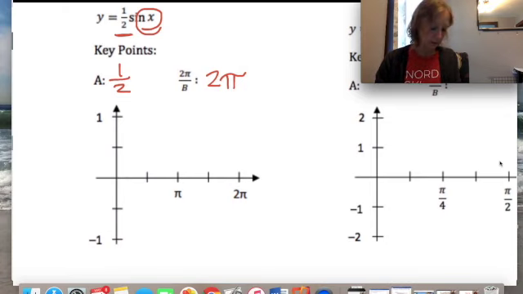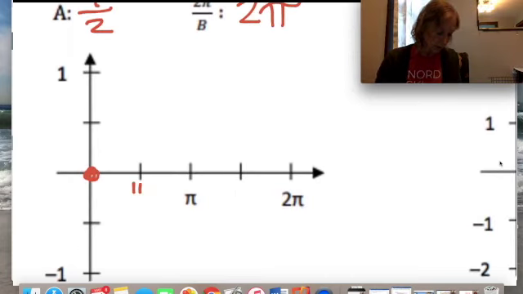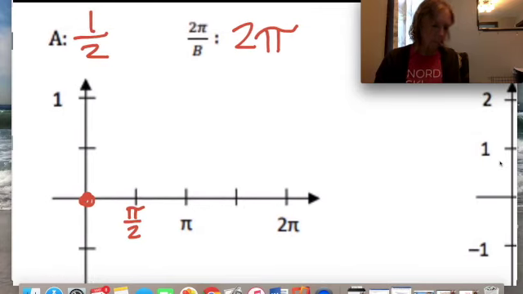All right, so let's graph this. Sine starts at 0, 0, and there are no shifts left and right, so I'm going to put a point at 0, 0. Then sine goes up, and it goes up to its maximum point at pi over 2. The maximum of this graph is going to be 1/2 because that's the amplitude.